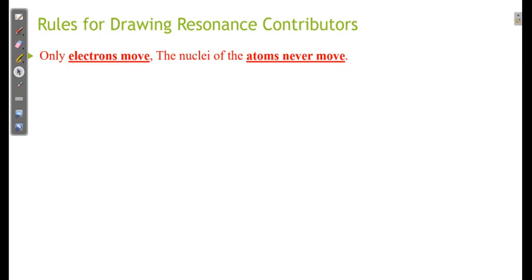Let us see. Only electrons move. Nuclei of the atoms never move. I told you that only electrons move. So now the question arises, which electrons move. There are two types of electrons. One is the pi electron and another one is the sigma electron. Then we have to think which electron.